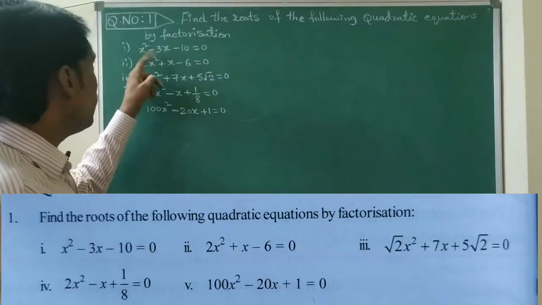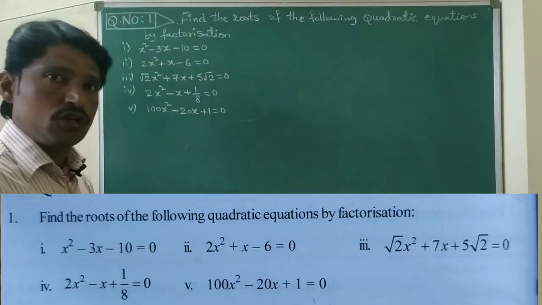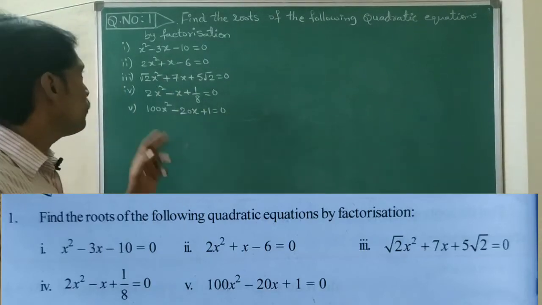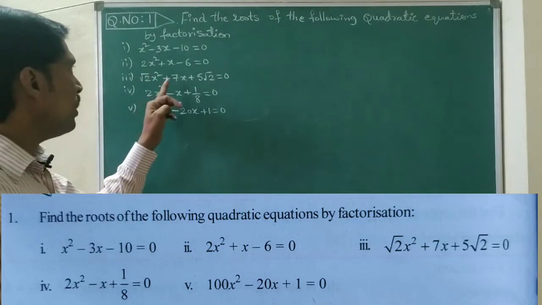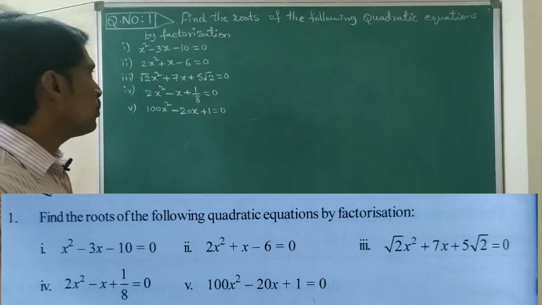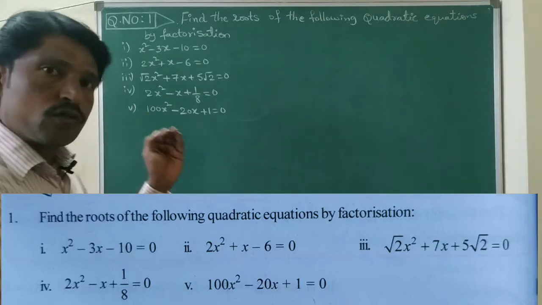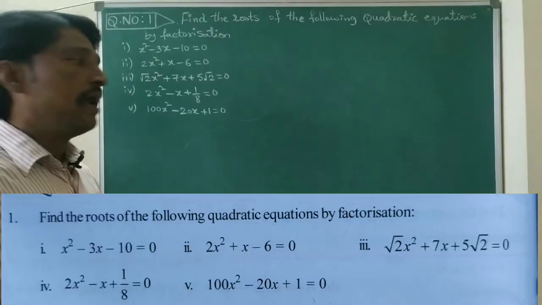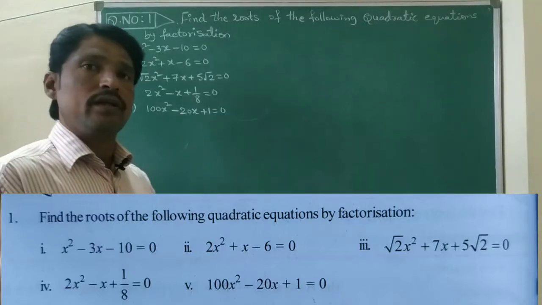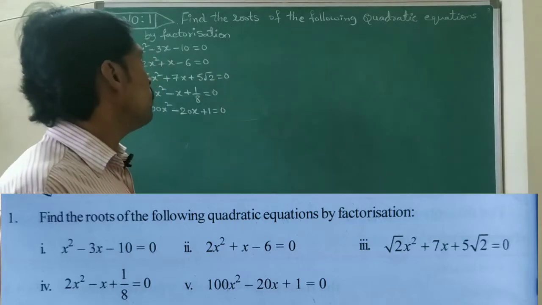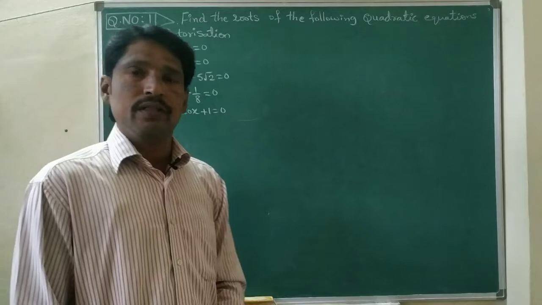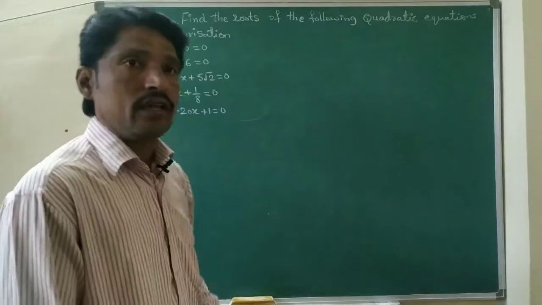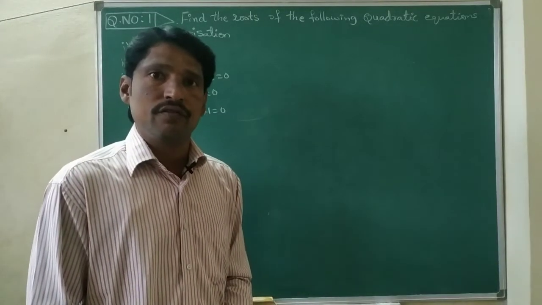In that, the first one: x square minus 3x minus 10 equal 0. Second one: 2x square plus x minus 6 equal 0. Third one: root 2 x square plus 7x plus 5 root 2 equal 0. Fourth one: 2x square minus x plus 1 by 8 equal 0. Fifth one: 100x square minus 20x plus 1 equal 0. These 5 problems we need to solve by the factorization method. So how to do the factorization method? How to find the roots of the given quadratic equation?